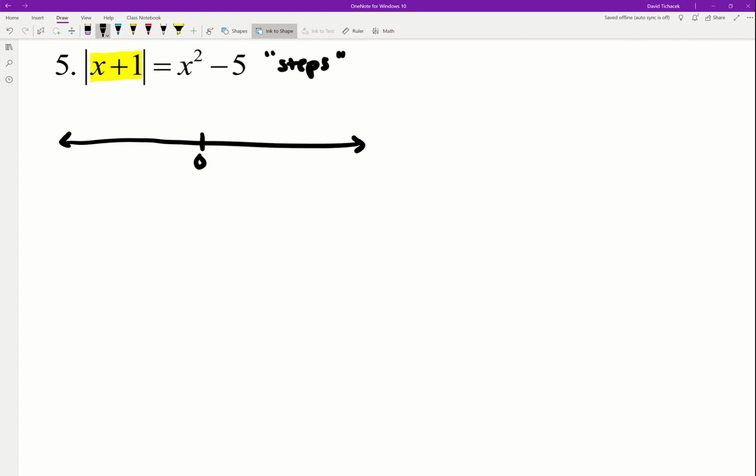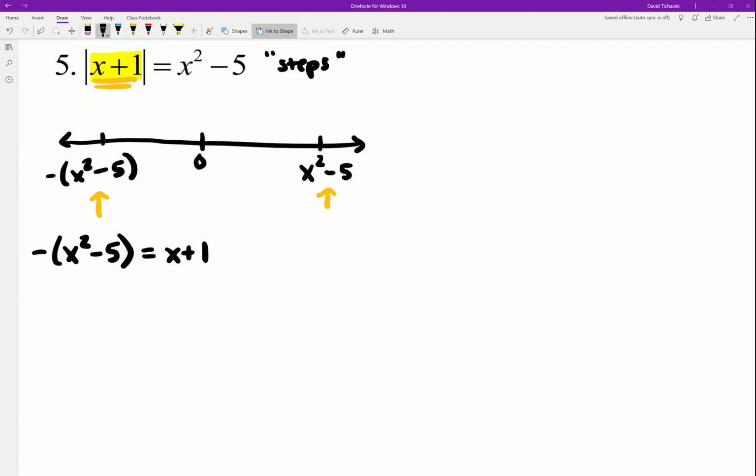So if I were to go to that direction to the right, I would end up at positive x squared minus 5. If I were to go in the left direction, I would end up at the negative version of that number, which is negative x squared minus 5. Okay? And so I know that this yellow number in between the bars is either going to be this candidate right here or it's going to be this candidate right here, meaning that I'm going to set my equation up in the following way. I'm either going to have the negative version of this number is equal to the number in between the bars, or I'm going to have the positive version of that number is equal to that number in between the bars.